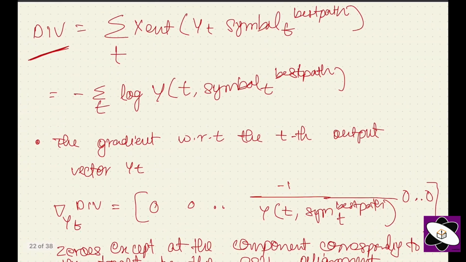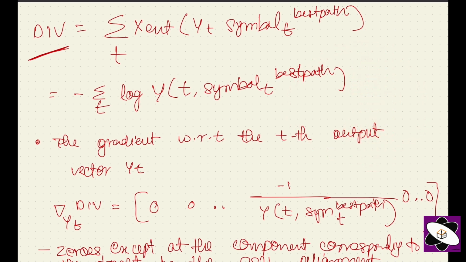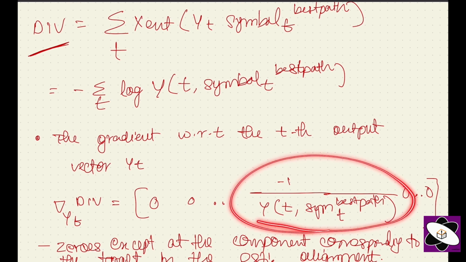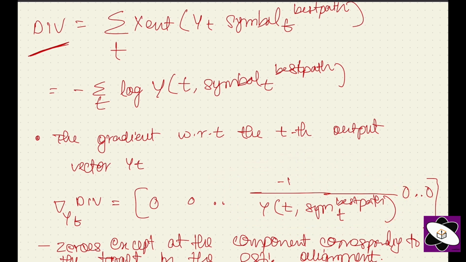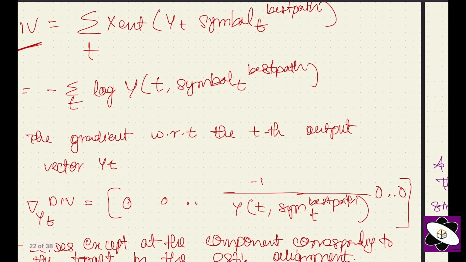So we need to find the same thing, d loss with respect to y outputs, and that will be dy by dw, so the chain rule. We have seen that in CNN, RNN, LSTM, bidirectional LSTM, those things. So for the divergence, we need to find something like this. We can use log so that underflow will not happen, and zeros except at the component corresponding to the target in the estimated alignment. So everything will be zero, but wherever the target is present in the alignment, at that position we get the answer. Again, because of log, minus is there over here, so minus 1 by x, because the derivative of log x is 1 by x, and zeros everywhere else, because it is the gradient with respect to the t-th output vector yt. So this is shown that way.